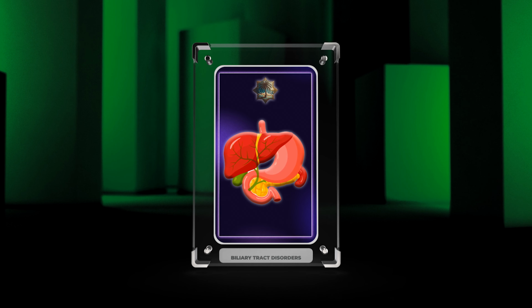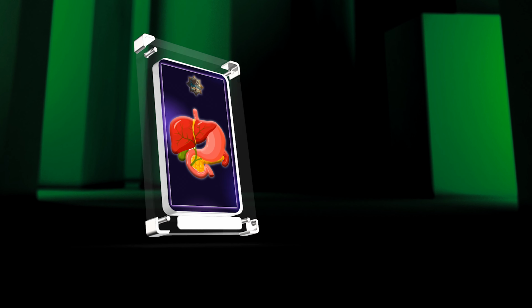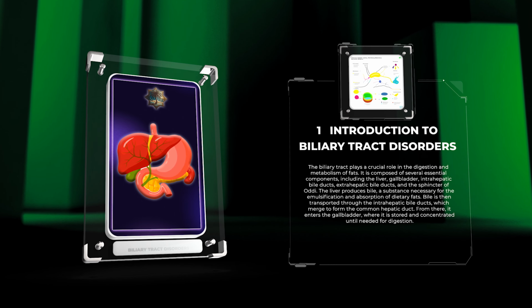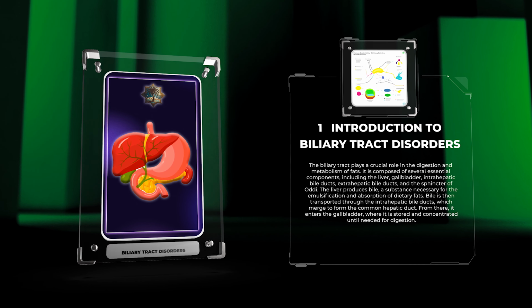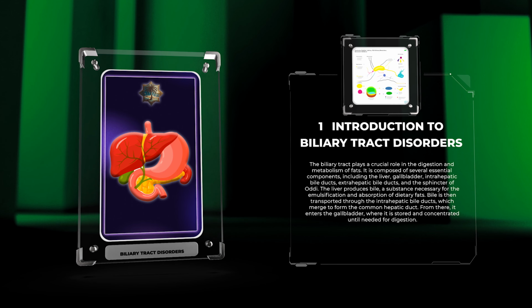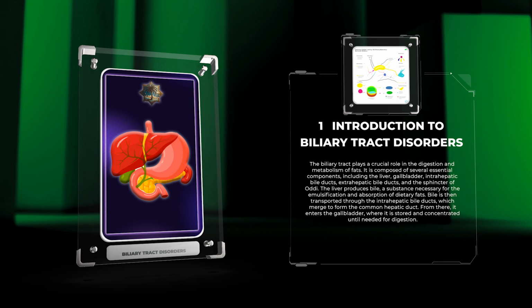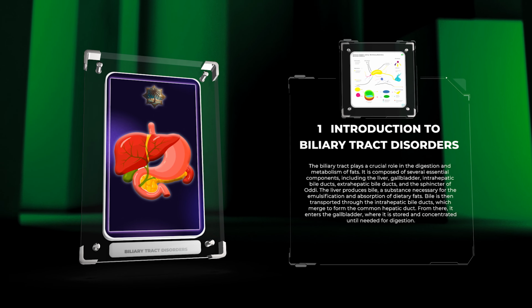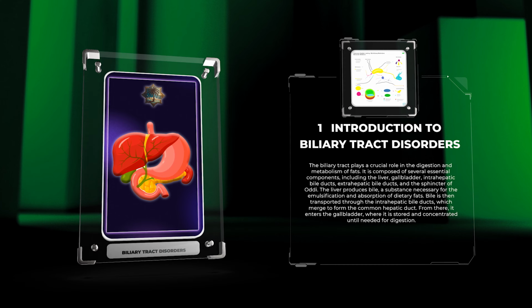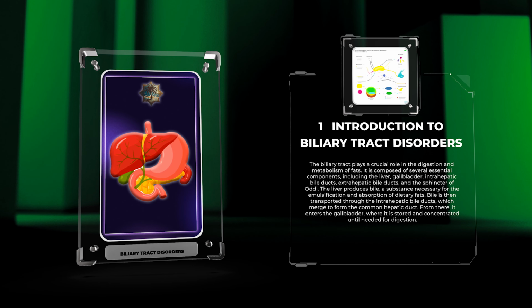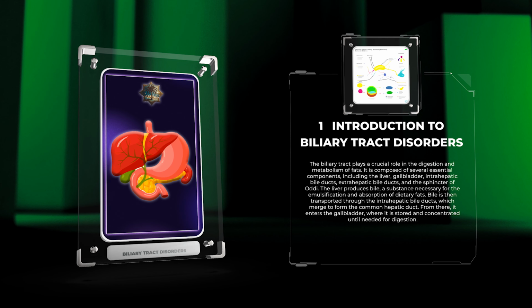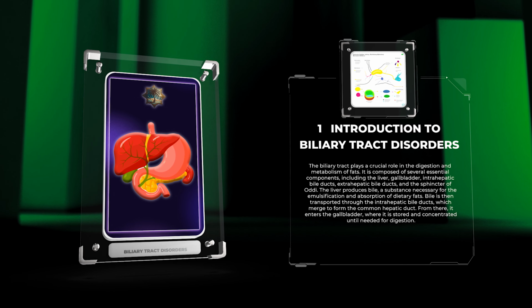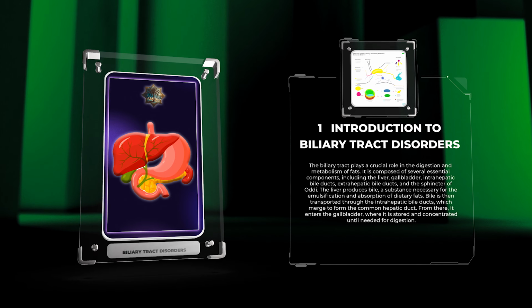So, let us begin. The biliary tract plays a crucial role in the digestion and metabolism of fats. It is composed of several essential components, including the liver, gallbladder, intrahepatic bile ducts, extrahepatic bile ducts, and the sphincter of Oddi. The liver produces bile, a substance necessary for the emulsification and absorption of dietary fats. Bile is then transported through the intrahepatic bile ducts, which merge to form the common hepatic duct. From there, it enters the gallbladder, where it is stored and concentrated until needed for digestion.